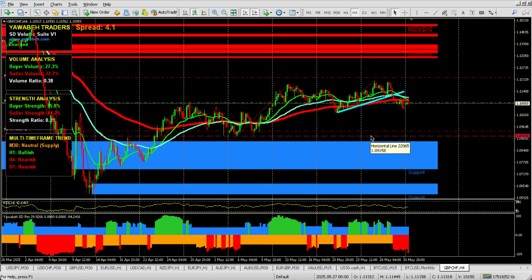It's around 1.10858, and we have already set our stop loss and take profit. So let's see how it plays out.